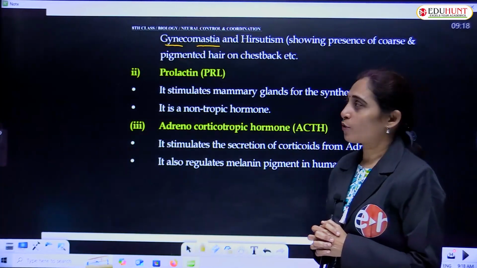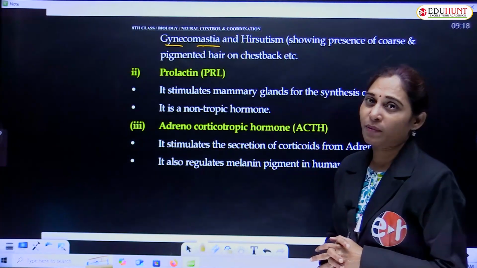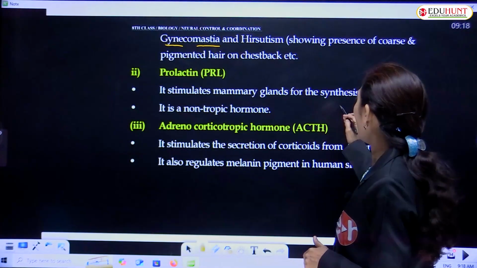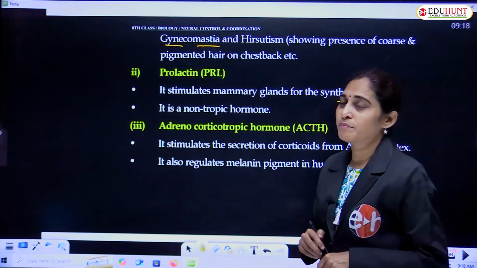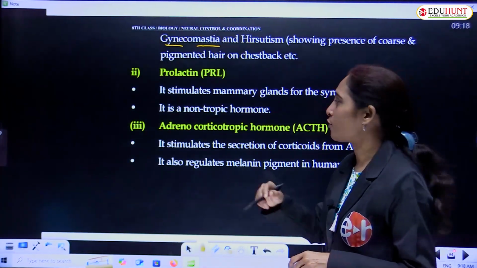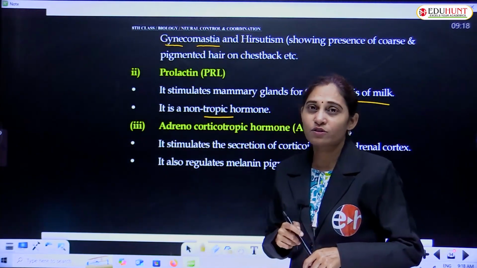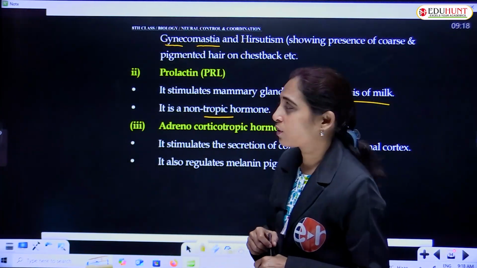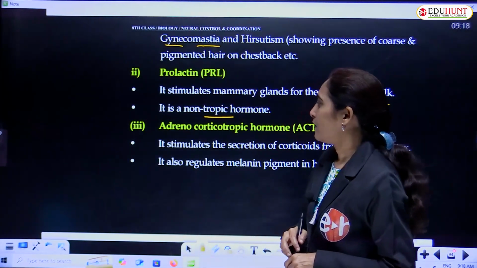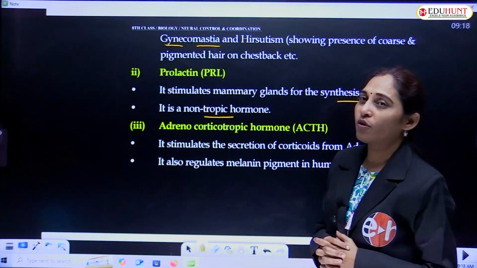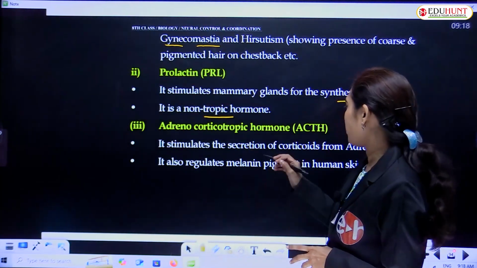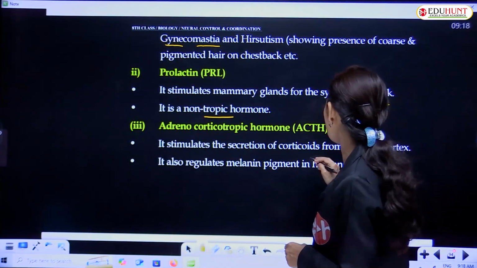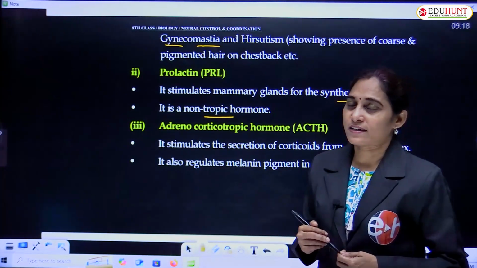Next hormone is prolactin. Prolactin stimulates the mammary glands to release and synthesize milk. It is a non-tropic hormone as it does not influence the secretion of other endocrine glands. And third is the adrenocorticotropic hormone. It stimulates the secretion of corticoids from the adrenal cortex.